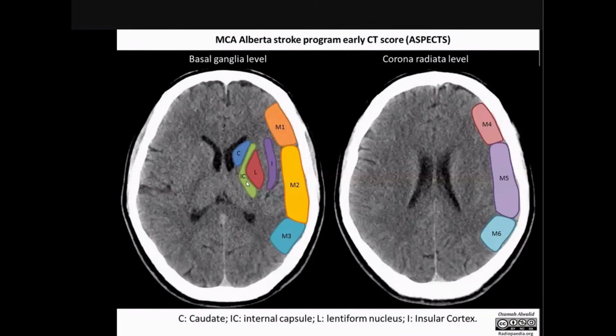The caudate 1 point, internal capsule 1 point, lentiform, insula, then M1, M2, M3. M2 is lateral to the insula, M1 is anterior to the insula, M3 is posterior to the insula, and in the higher slice, this one is called M4. M4 is superior to M1, M5 is superior to M2, M6 is superior to M3. So we have 4 points here and 3 points there, so almost 7 points.